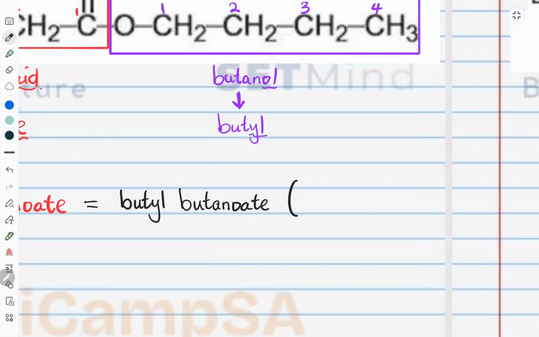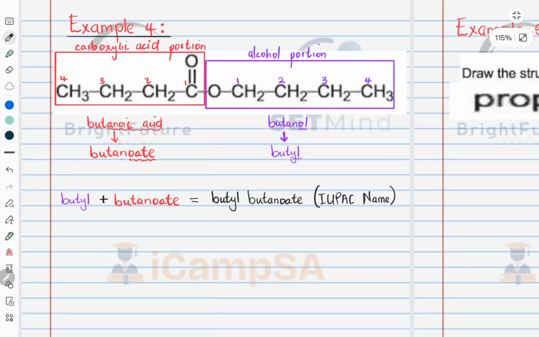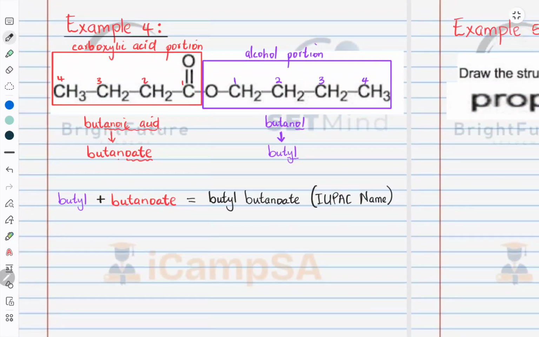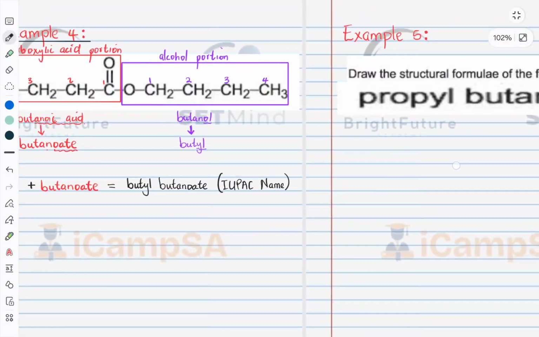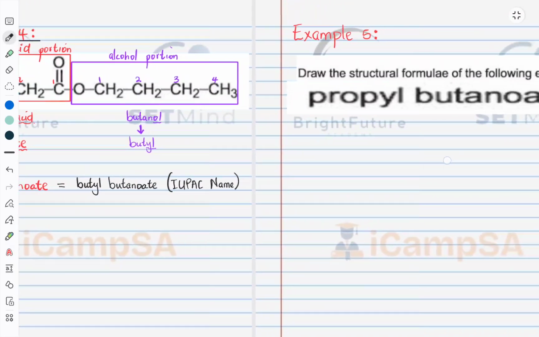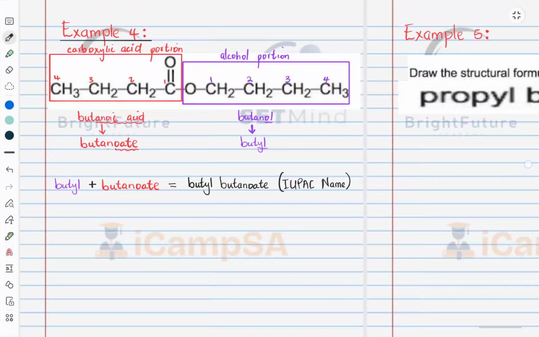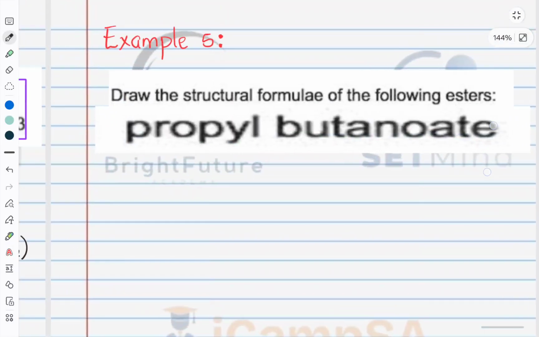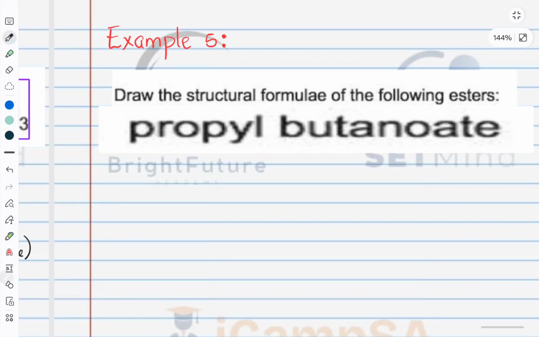So that's our final IUPAC name for this organic compound, for this ester. All right, so that's one thing you must note. And now let's check our other example. Here we are told to draw the structural formula for this ester.